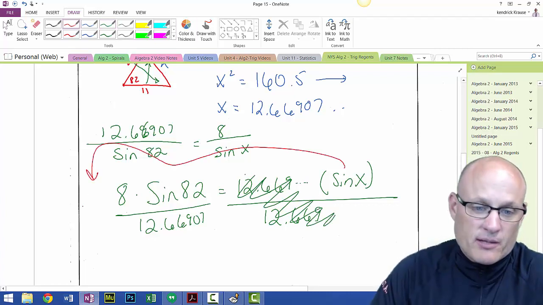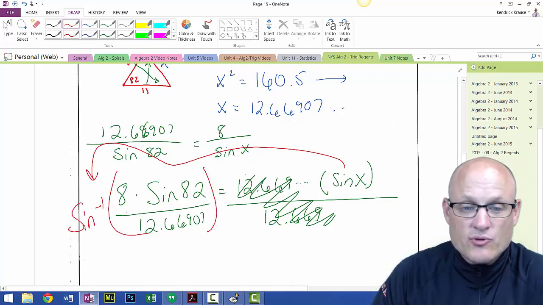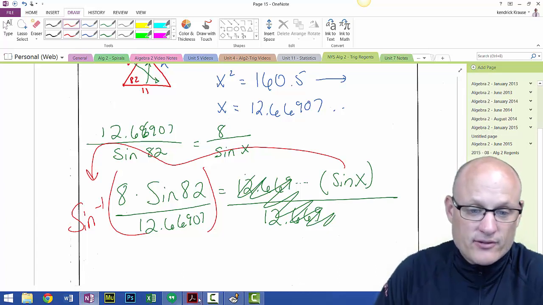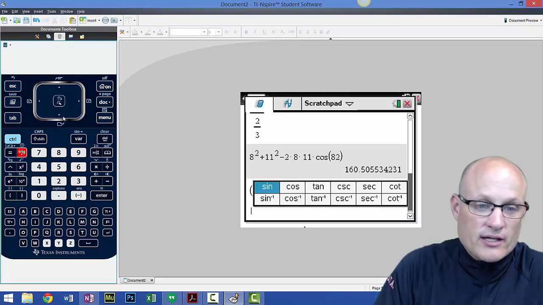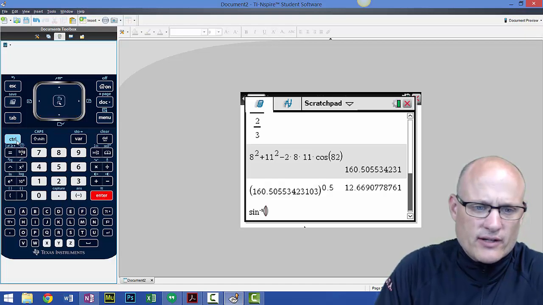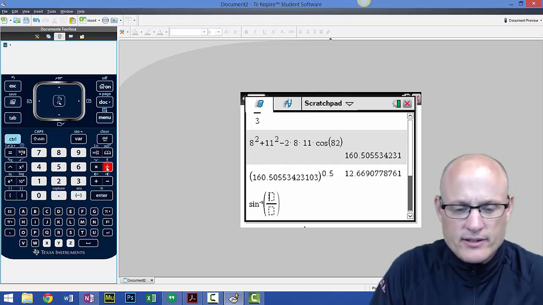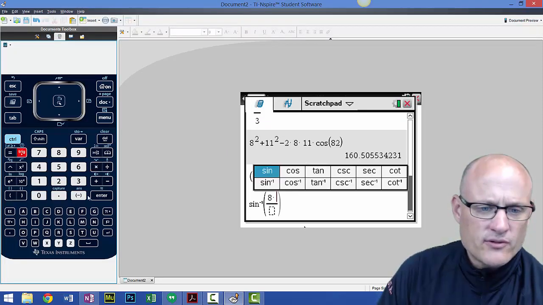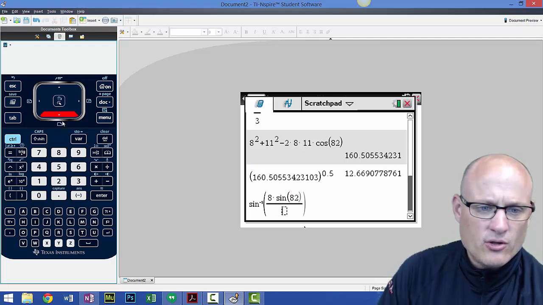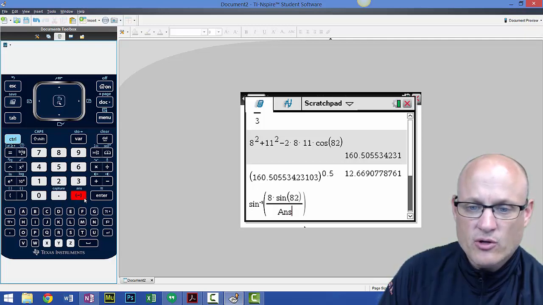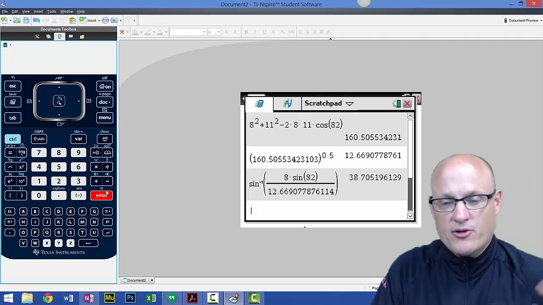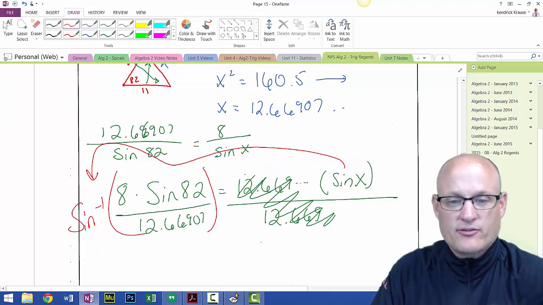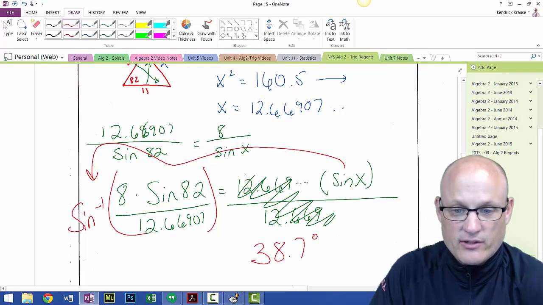Well, I'm going to put it over here and make it inverse sine, because remember, anytime you want to find an angle, you're going to do inverse sine. So we're going to take the inverse sine of that mess. Sine -1 of 8 times the sine of 82, all over whatever the answer was before, that 12.6, it'll come back in there for you. And you get 38.705. So the answer is 38.7 degrees.